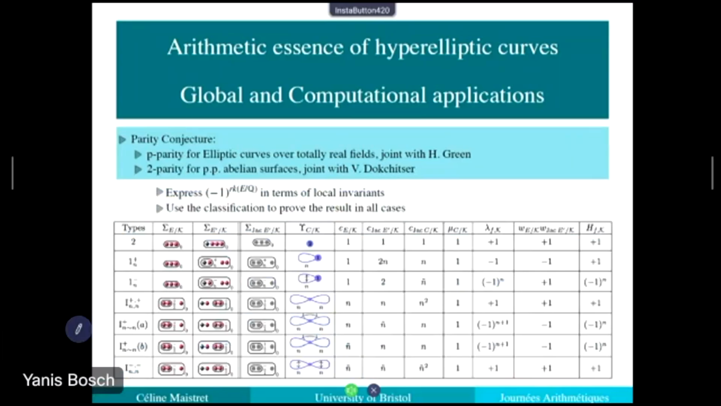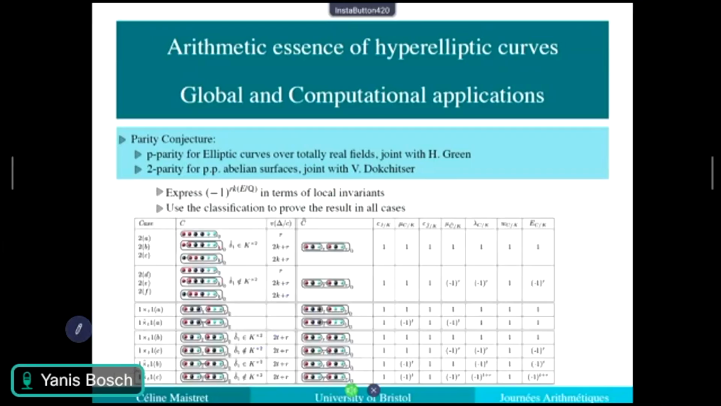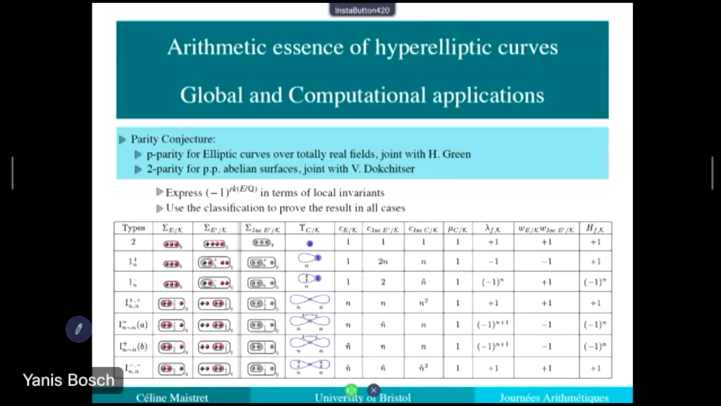The first application is theoretical and it uses the classification. Here, what we're after is proving that BSD correctly predicts the parity of the rank. And we do this in the case of elliptic curves, and then later on we do this in the case of Jacobians of genus 2 curves. So what I show here is our approach.